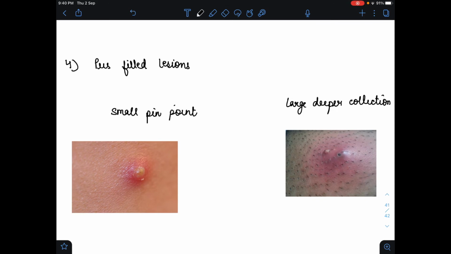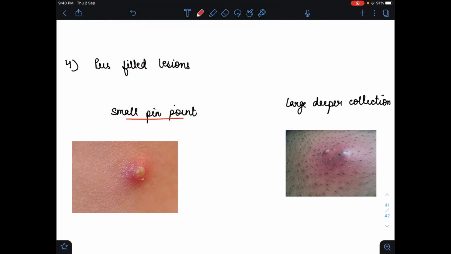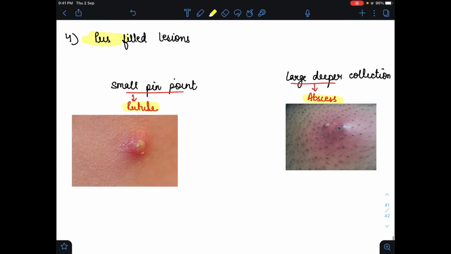So in the pus filled, the small fluid filled space, the small pinpoint lesion, is known as a pustule, while the large deeper collection of pus, as we see here, is an abscess. So when they are filled with pus, we have pustule and abscess. This is the fourth type of the primary lesions.